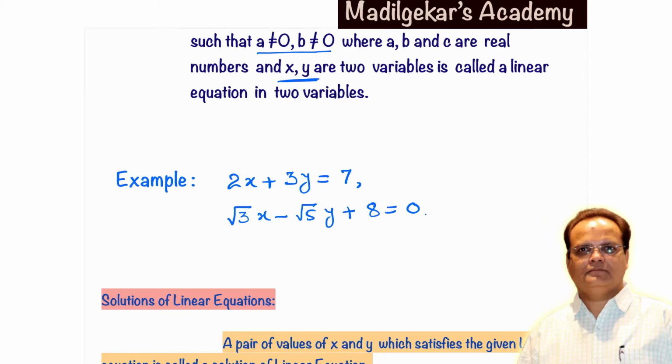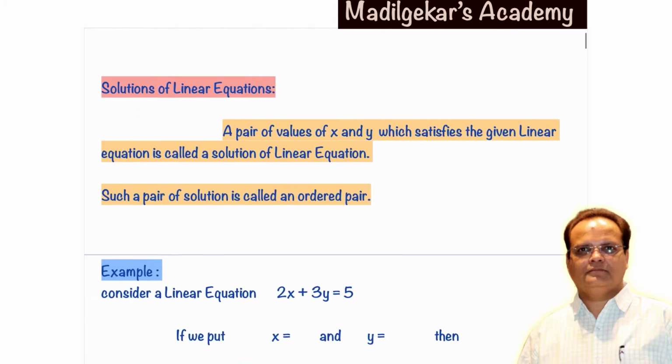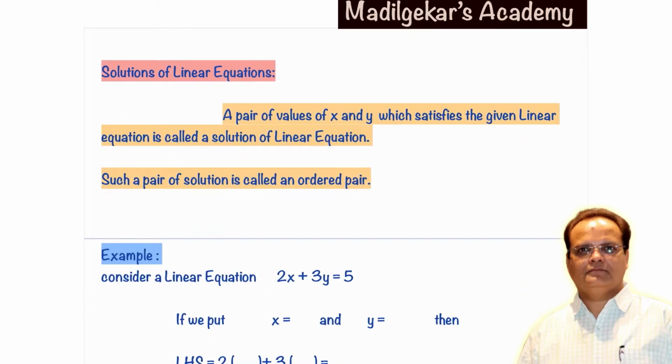The next word immediately comes after equation is solution. Solution of linear equations. Solution means a value which satisfies its own equation is called solution. So in this, a pair of values of x and y which satisfies the given linear equation is called solution of linear equation. Such a pair of solution is called ordered pair.